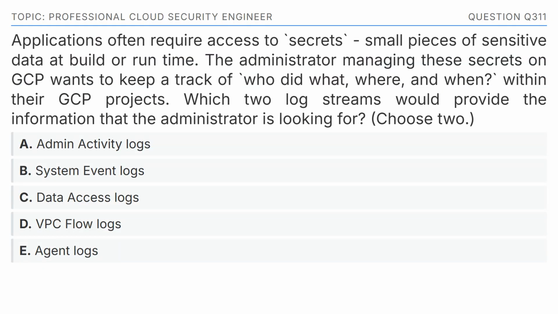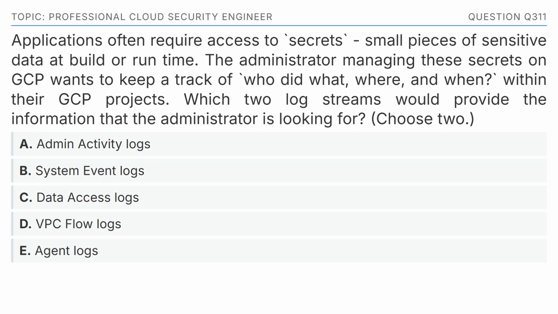Applications often require access to secrets, small pieces of sensitive data, at build or runtime. The administrator managing these secrets on GCP wants to keep track of who did what, where, and when, within their GCP projects. Which two log streams would provide the information that the administrator is looking for?